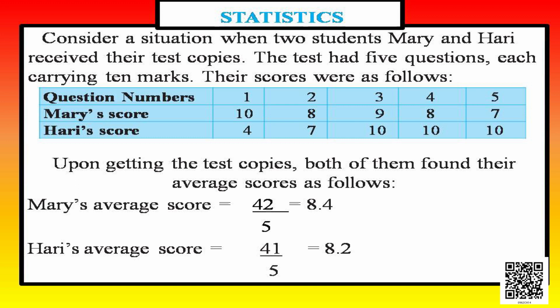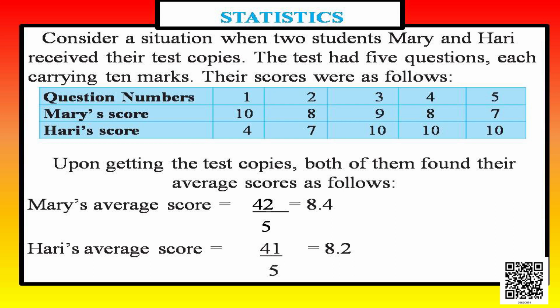That is, in question number 1, she got 10. In question number 2, she got 8. In question number 3, 9. And in number 4, she got 8. And in question number 5, she got 7. And in the third row, we have Hari's score, which is 4 in question number 1, 7 in question number 2, 10 in question number 3, 10 in question number 4 and 10 in question number 5.